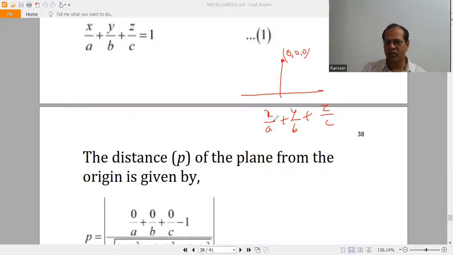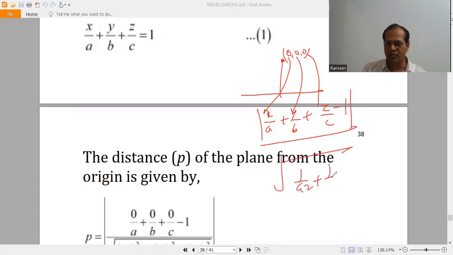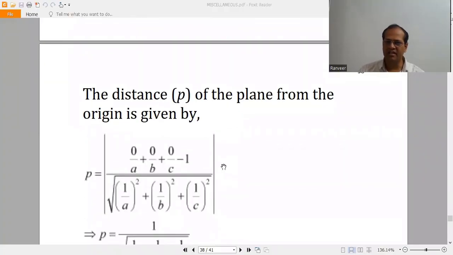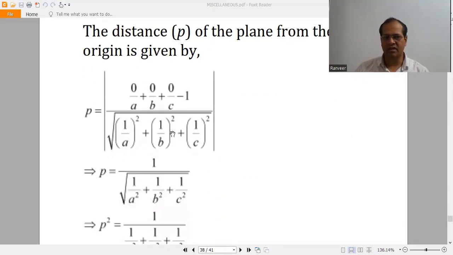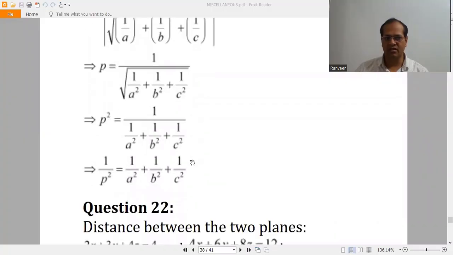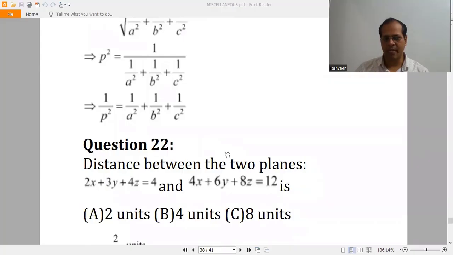In this, we just substitute the values of x, y, z, and this is minus 1. We take the modulus divided by the square root of 1 by a square plus 1 by b square plus 1 by c square. In this way, we can find the perpendicular distance. The distance p of the plane is the same as for a straight line. So the distance p of the plane from the origin gives this p value, and by squaring this, we get the result.